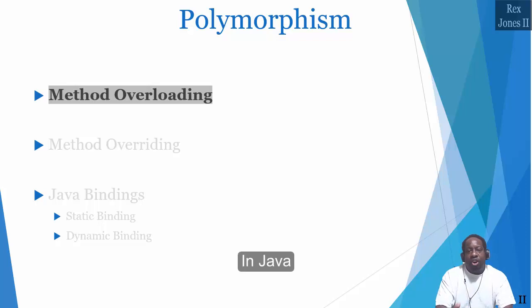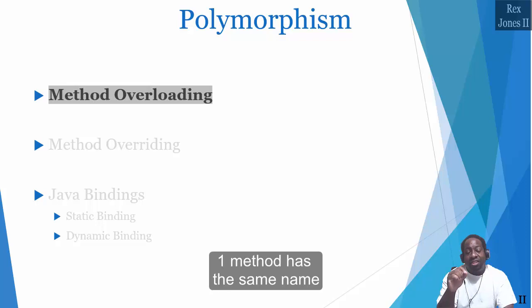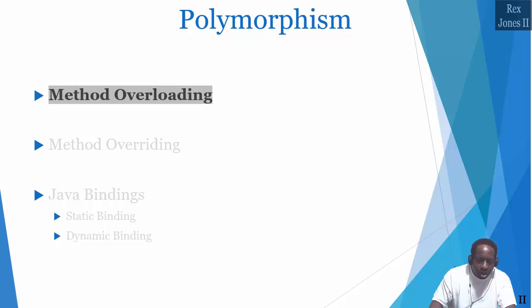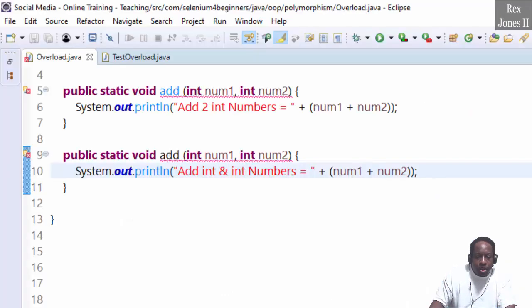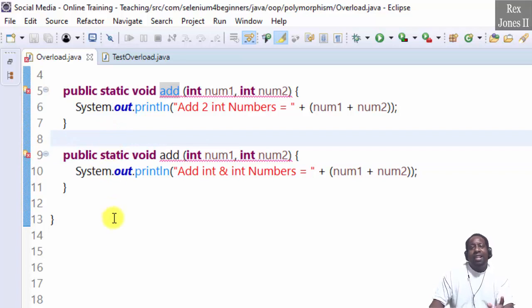In Java, method overloading is when more than one method has the same name but different parameters. Go to Eclipse. We see two methods named add. However, there's an error. The error states duplicate method add int in type overload. That means both methods share the same name and share the same parameter declarations.